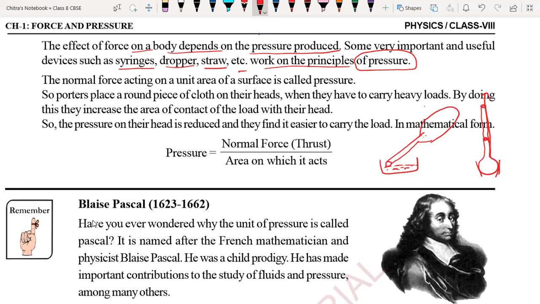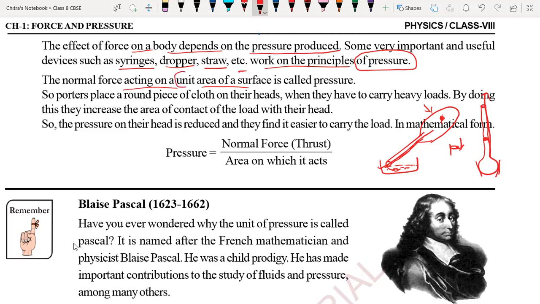This is the dropper. If we apply the pressure here, the air is going to move out, and here the pressure will reduce. In order to maintain the pressure, the liquid is going to fill inside the dropper. So the dropper works on the difference of pressure inside and outside of the dropper or syringe.